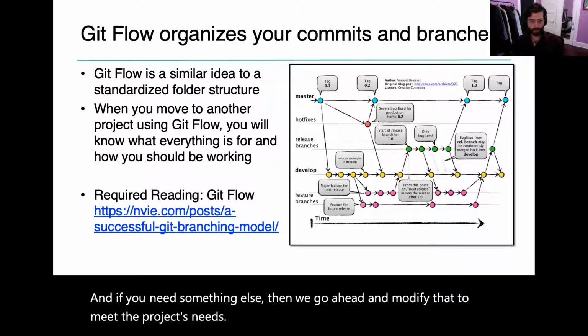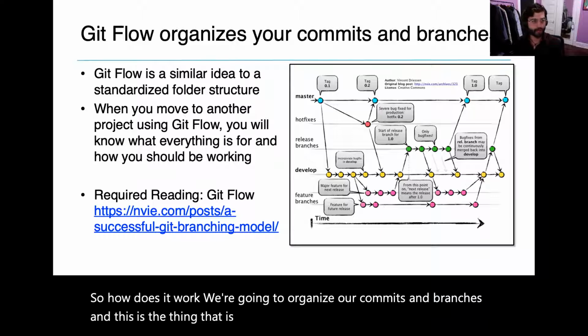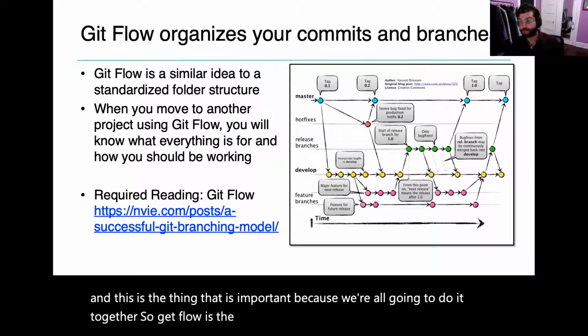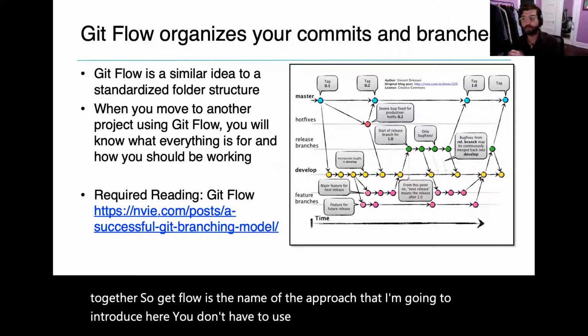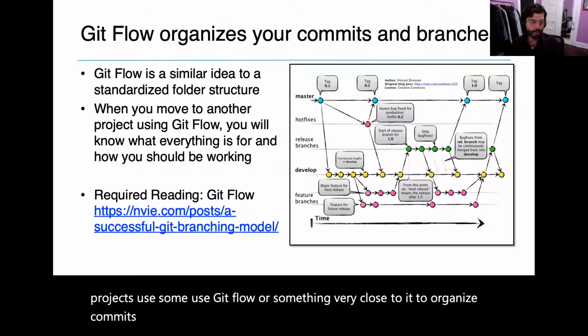So how does it work? We're going to organize our commits in branches. And this is important because we're all going to do it together. Git flow is the name of the approach that I'm going to introduce here. You don't have to use it, but it is very, very popular. Most projects use Git flow or something very close to it to organize commits and branches.